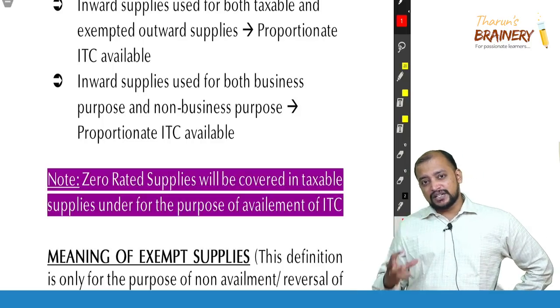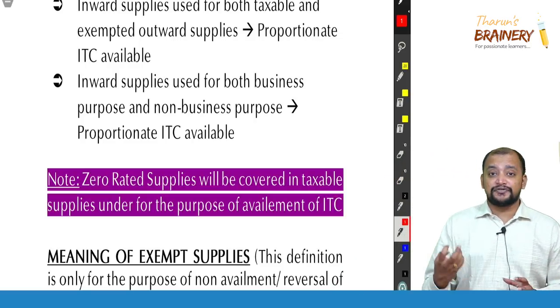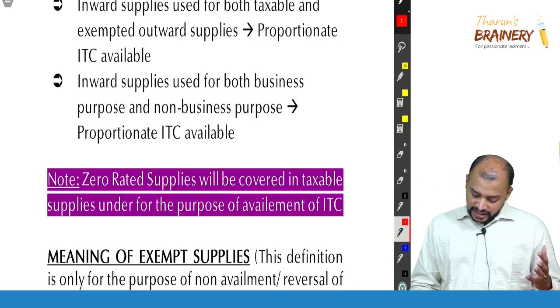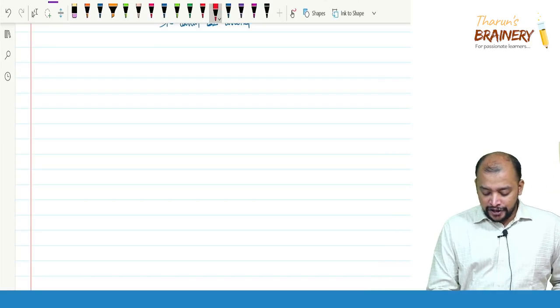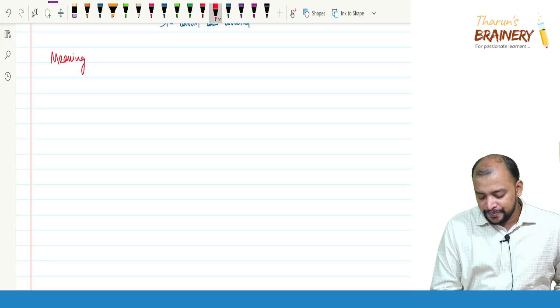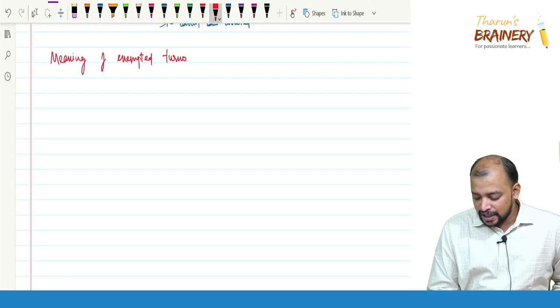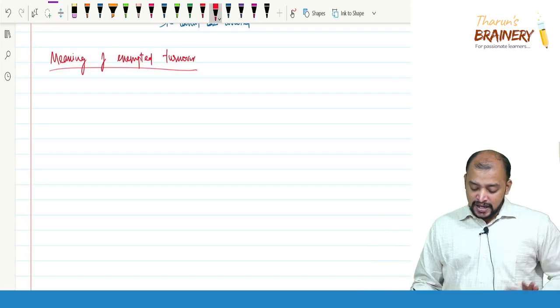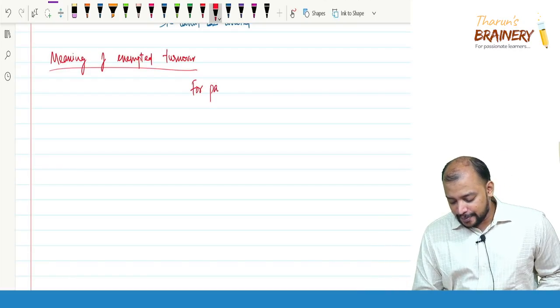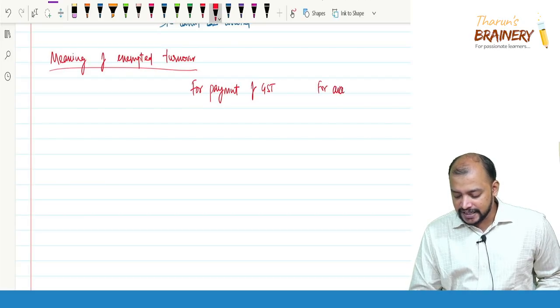So this meaning of exempted supplies is important because it may not be exempted for payment of GST, but it will be treated as exempted for the purpose of availment of ITC. So this is something which I am just discussing. Therefore, meaning of exempted turnover is something which is very, very important. There are two things: for payment of GST, and for availment of ITC.